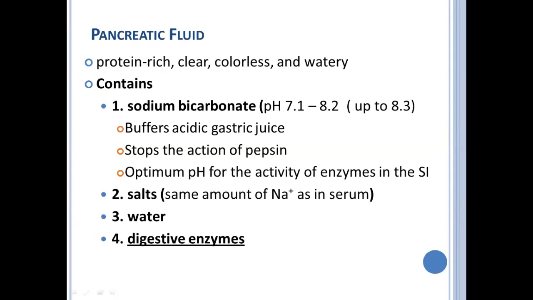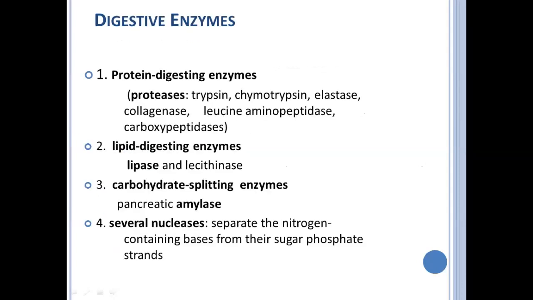So here now, okay, this is the composition of our pancreatic fluid. Again, unlike your gallbladder fluid, which is greenish-yellowish, this is colorless. Okay, so these are the enzymes produced by the pancreas. Again, in the video, pancreatic enzymes are active in the digestion of carbohydrates, proteins, fats, and nucleic acids. Right? So these are the enzymes present.